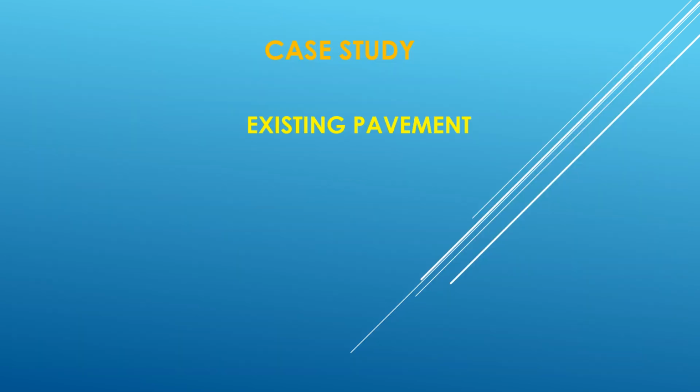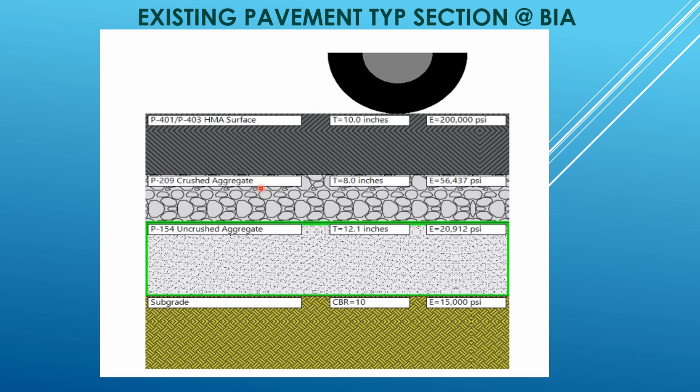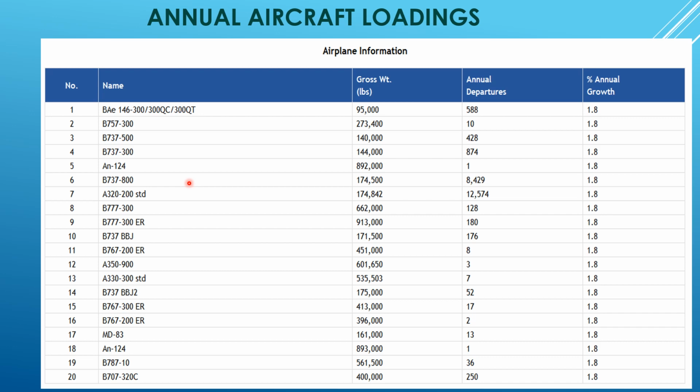The existing condition at Banjul International Airport consists, like I said, if you look at the previous slides, of a 10-inch asphalt layer on top of crushed aggregate, and crushed aggregate of 12 inches with a California bearing ratio of 10. This is the existing condition. So these are the flights departing. These are the heaviest flights departing the airport, and that's the name of the flights here, and that's the gross weight, which by default comes from the software. And then this is the annual departure with a growth rate of 1.8%, which is really high though.